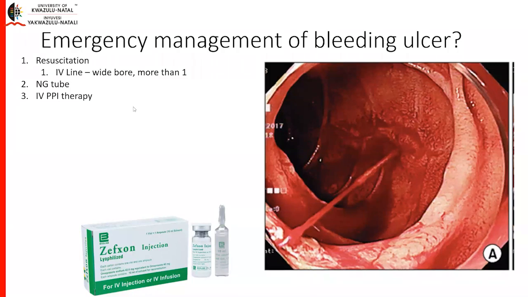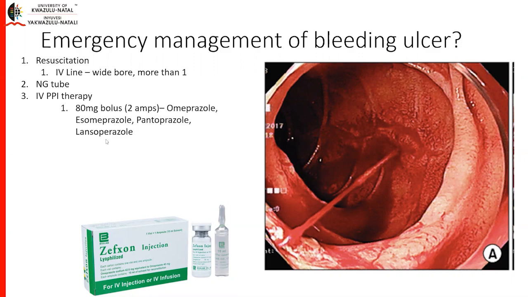So we're going to start with the bolus, and the bolus is 80 milligrams IV stat. Fortunately, all the PPIs come in the same dosage. IV comes in a 40 milligram vial. Usually it's a powder that has to be mixed up, or if it is pre-mixed, it is usually in a volume of 10 mils. So 40 milligrams in 10 mils. So you've got to take 2 amps, either omeprazole, esomeprazole, pantoprazole, lansoprazole, any of those, mix them up and give it as an IV bolus. And then once the IV bolus is in, we give an infusion.